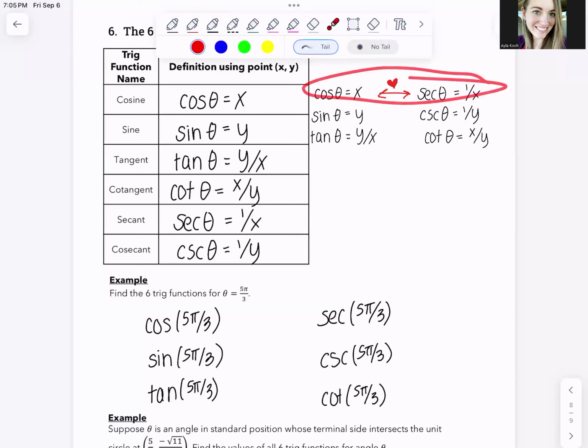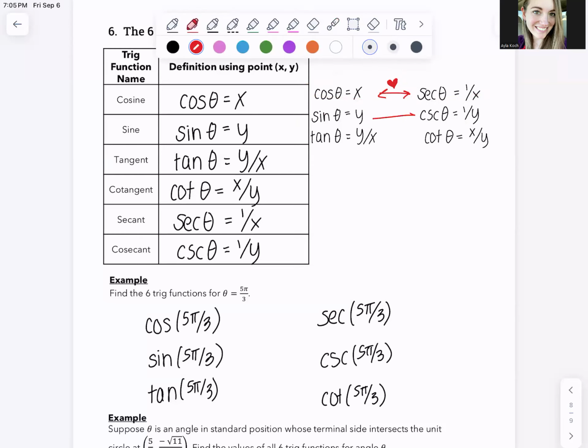Cosine and secant are soulmates. Sine and cosecant are similarly soulmates. They are reciprocals of one another. They're really just the fraction flipped upside down, because x is the same as x over 1. So if you flip it upside down, you have 1 over x. It's the same thing with y, right? Y is the same thing as y over 1. So its reciprocal is 1 over y. And tangent and cotangent, they are also the flip of one another. They're reciprocals of one another.